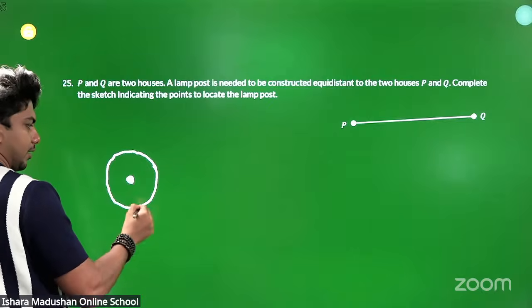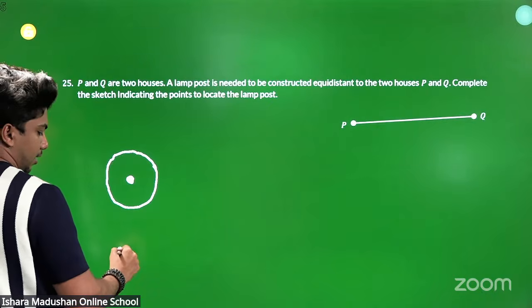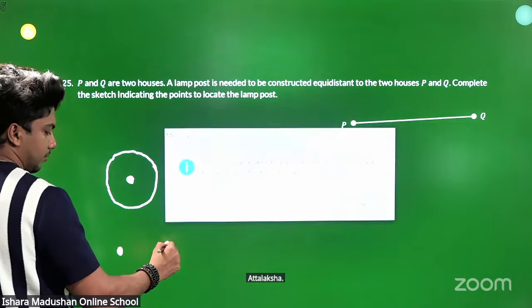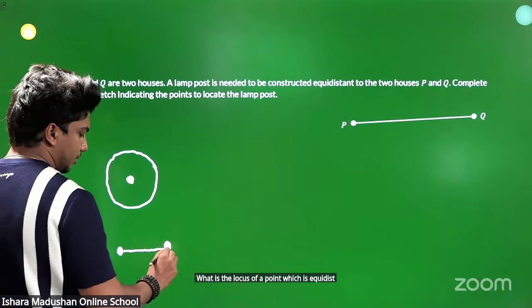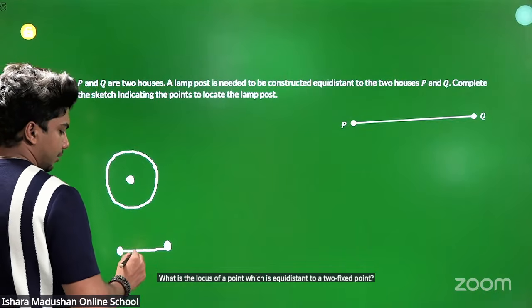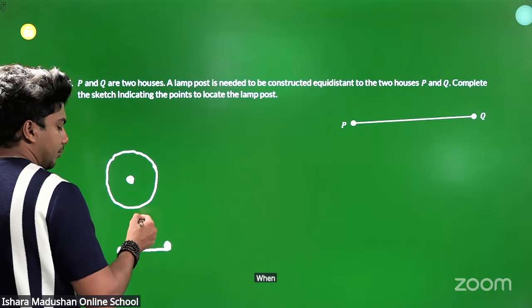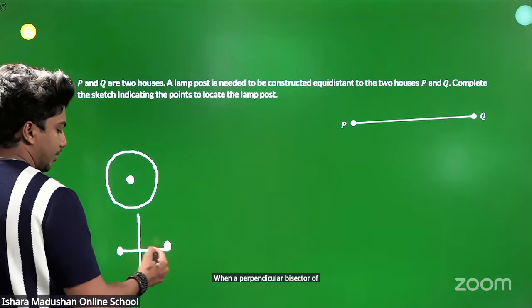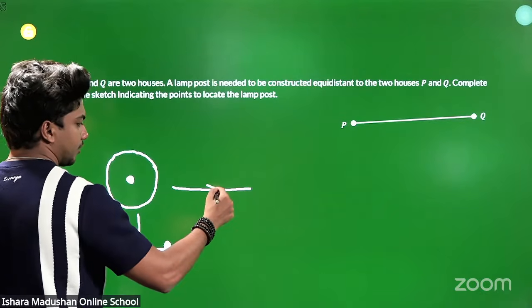What is the locus of a point which is equidistant to two fixed points? Two fixed points, the equidistance locus is the perpendicular bisector of the line joining the two points.